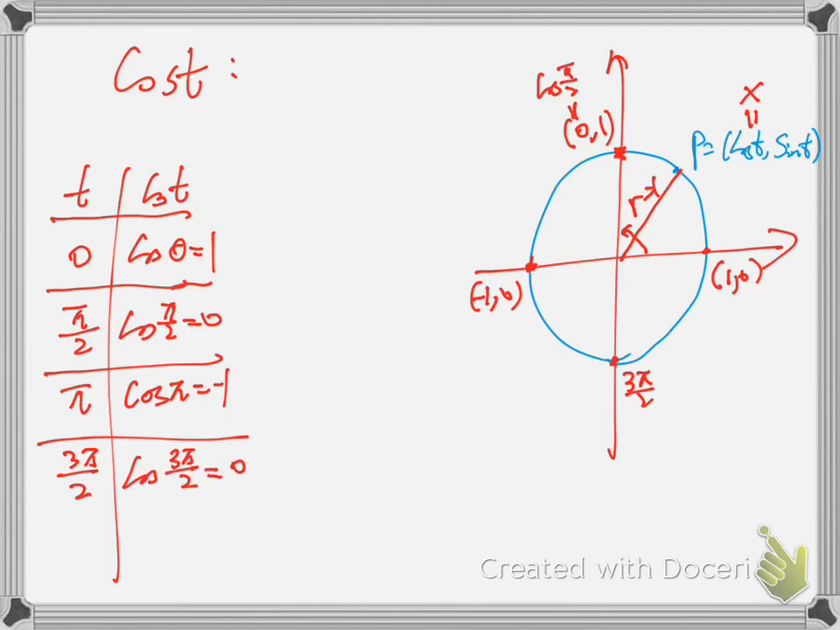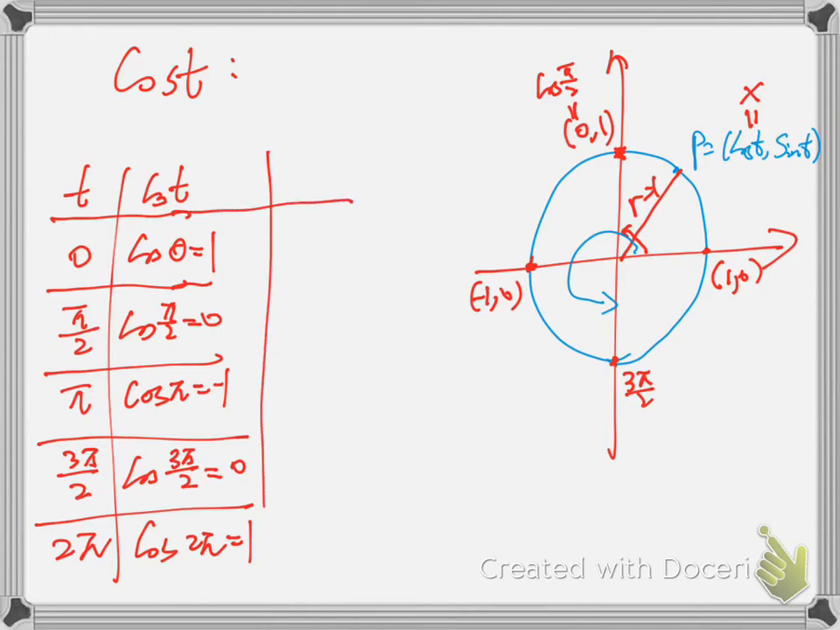Okay, so we are talking about the angle. The angle is 3 pi over 2, so the x part of the point on the unit circle is cosine. And then the last one is 2 pi. At 2 pi, we go back to the beginning, so cosine 2 pi is 1. Okay, so these are the cosine values.